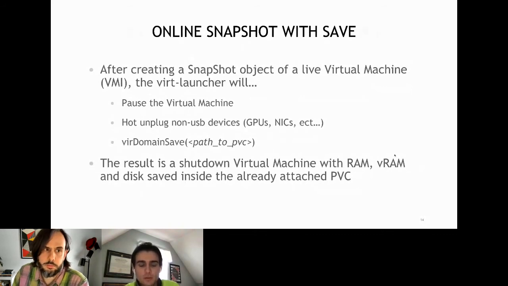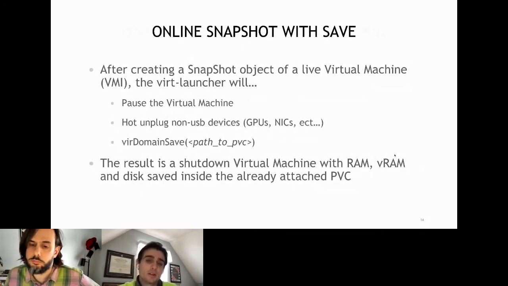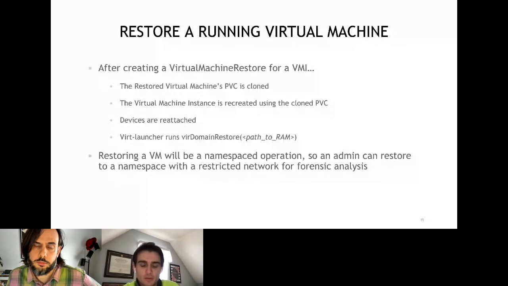The inverse will happen for Restore. Now we're going to restore this, but we're going to clone the PVC when we go to Restore. We're going to look at recreating the VM with the cloned PVC, reattaching the devices, and actually doing the restoration on the VM, locating the RAM and doing that restore. And like I mentioned, one of the things we can do with this is pick the namespace, because it's a namespace operation. We can restrict everything to a namespace, restrict the network in the namespace, and do our analysis in a safer place. Next slide, please.